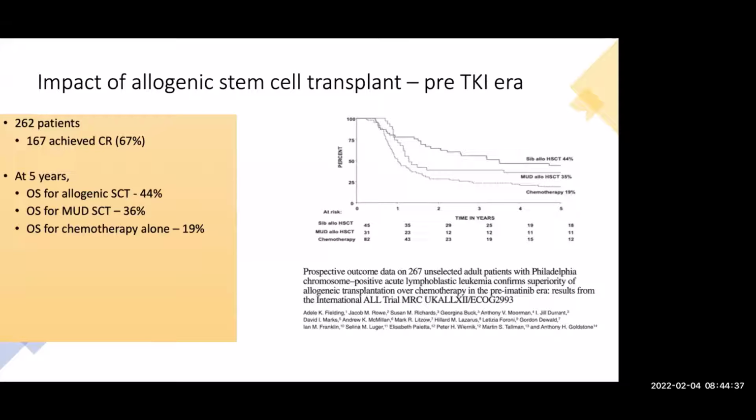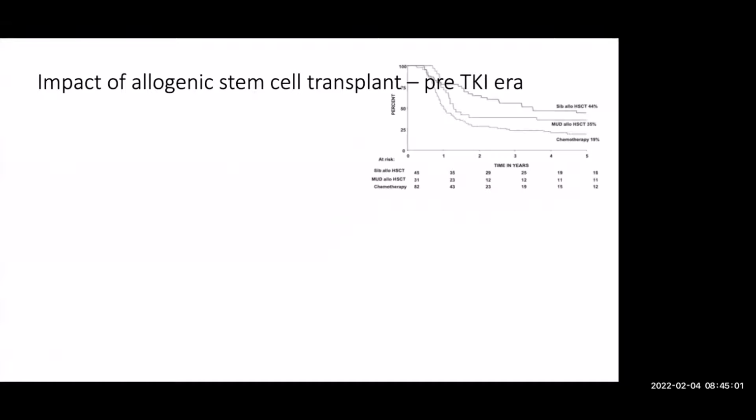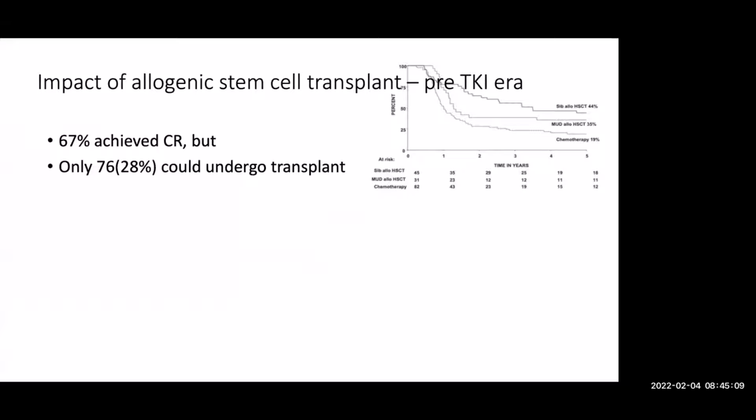And at 5 years, the overall survival in patients who underwent allogeneic stem cell transplant was 44%. Overall survival for patients who underwent MUD transplant was 36%, and overall survival for chemotherapy alone was 19%. So the transplant had improved the outcomes in these patients. But this graph is not giving us a complete picture. What we need to remember is that even though 67% achieved CR, only 76 patients, which is only 28% of the whole population, underwent transplant.